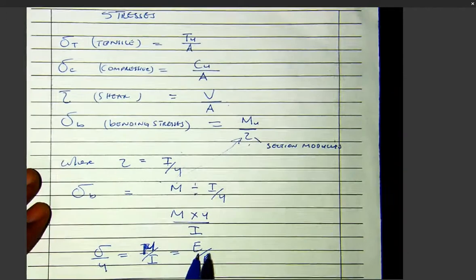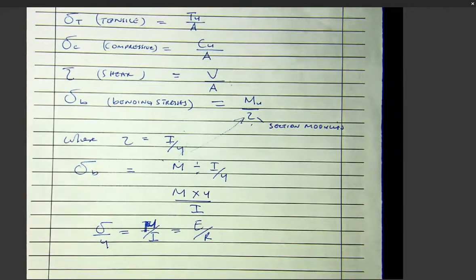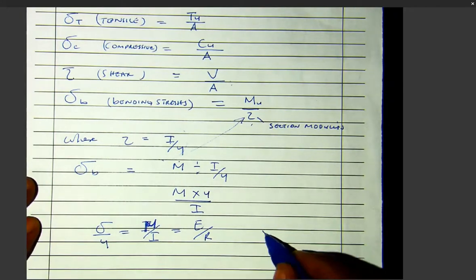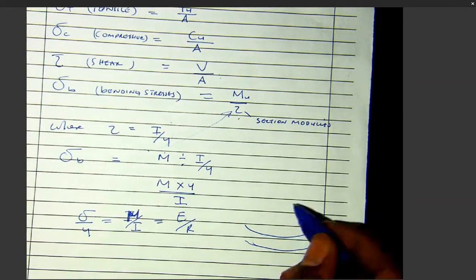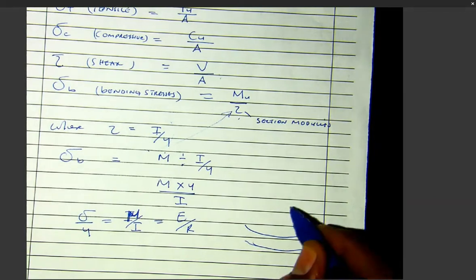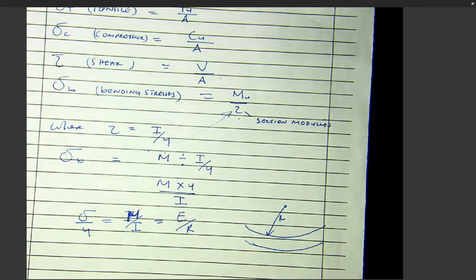If you know the material that you're dealing with, like timber or steel, this E is your Young's modulus. This one, R, is the radius of curvature. If you think about it, if the beam is in bending, it curves like that. So that distance is your R, your radius of curvature.